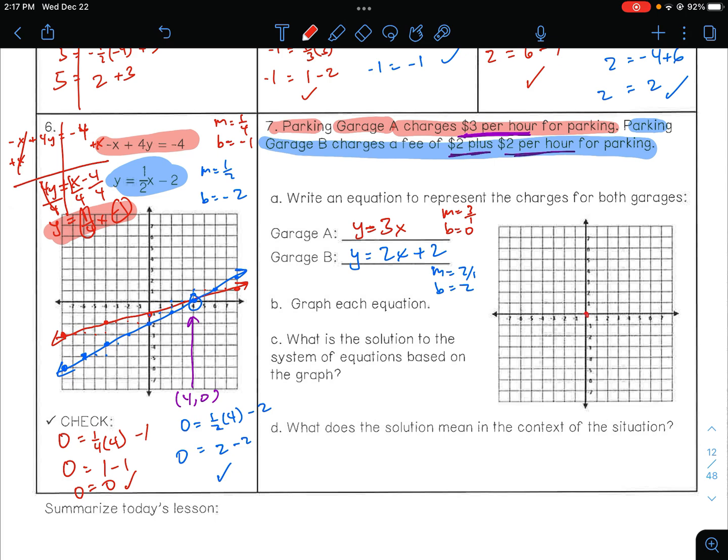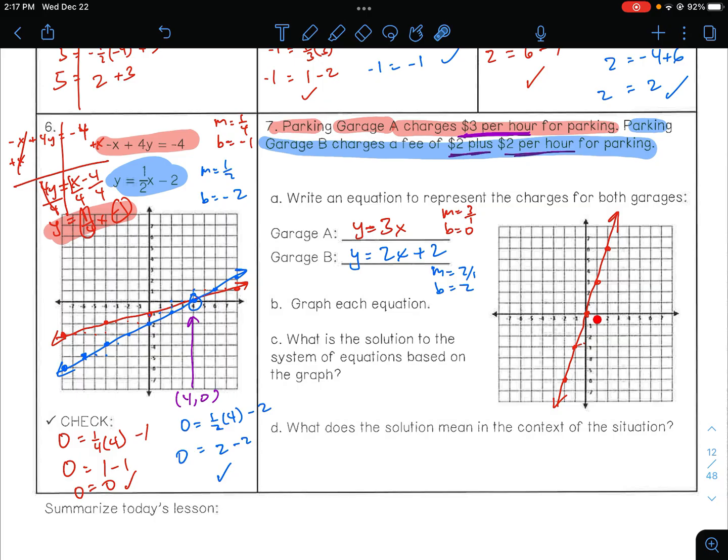Start at 0, and it's 3 over 1. Rise 3, run 1. Let's go backwards. Backwards 3, or down 3, run 1. There we go. All right. So remember, what does this red line mean? This red line is the cost of parking at the garage.